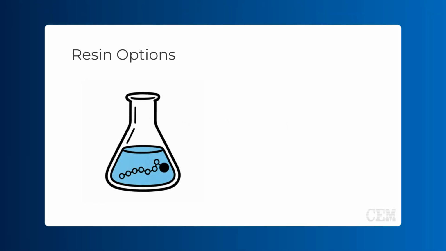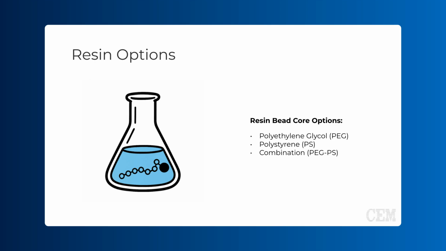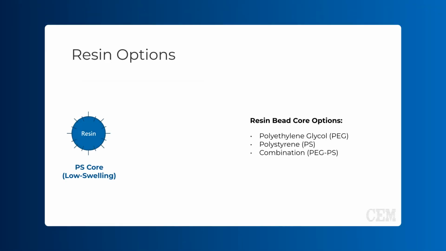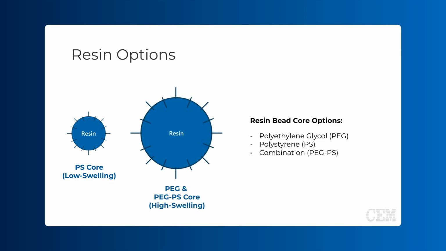SPPS resin beads are insoluble solid supports that anchor a growing peptide chain. A resin's core is typically polyethylene glycol, PEG, polystyrene, PS, or a combination of the two, PEG-PS. Different resin cores have different swelling properties. Low-swelling PS resins are a good candidate for simple peptide sequences, while higher-swelling PEG and PEG-PS resins are ideal for longer peptide sequences. Consideration of swelling is important for optimizing peptide yield and reducing issues resulting from steric hindrance between growing peptide chains.